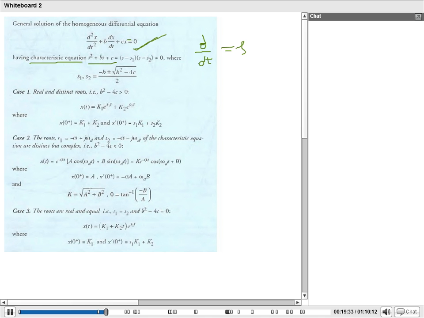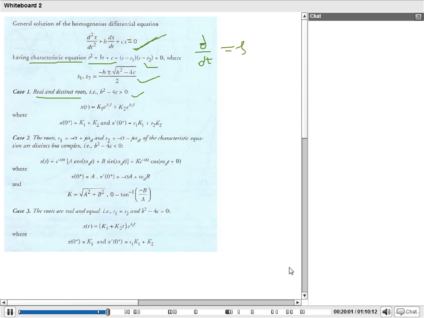So write the characteristic equation s square plus bs plus c. So this is the characteristic equation. If you write the solution, this is in the form of ax square plus bx plus c. Find out the roots: minus b plus or minus square root of b square minus 4ac by 2a. So if b square minus 4c, which is under the root, is greater than 0, you will get real and distinct roots.